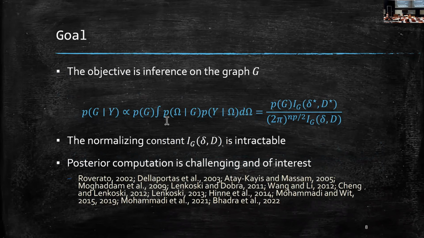Since the G-Wishart is conjugate, what we want to know is the posterior distribution on the graph given Y, in most applications, because we want to recover the graph structure. This is proportional to the prior times the likelihood, which in this case is p(Y given G). p(Y given G) can be analytically evaluated: it's just the integral of the Gaussian likelihood with respect to the G-Wishart distribution, and it has a nice closed form solution. The only problem with that closed form solution is that the normalizing constant is intractable unless you're working with a decomposable graph. This makes posterior computation difficult because you need to evaluate the normalizing constant. In the literature, there are many proposals, including how to approximate that ratio of normalizing constants.